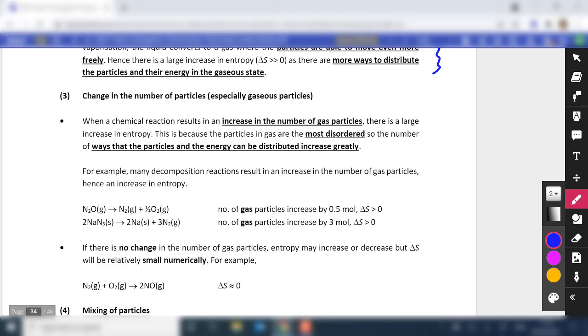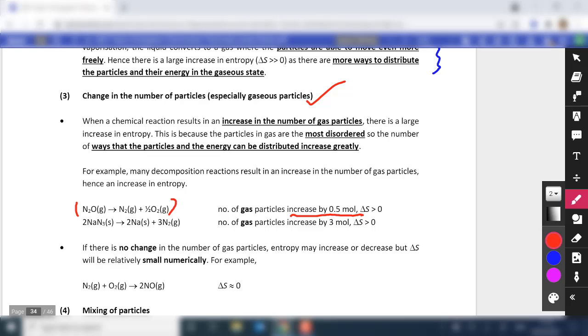And in fact, I'm sure you can always clarify in the tutorials. Okay, there's also the third point, which again needs no introduction: when there's an increase in particles, especially gaseous particles. In this particular equation, the number of moles of gaseous particles increases from 1 mole to 1.5 moles. So there's an increase by 0.5 moles per equation in this case. Therefore, positive entropy change.